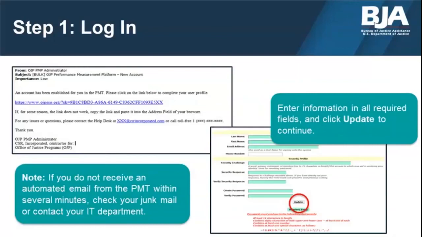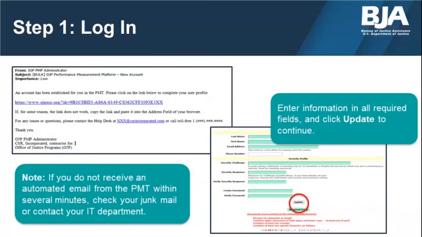Here's an example of the email that new users will receive when their account is created. To set up a new user account, click on the link in the email. The password you create is based on OJP security requirements and is similar to the policy used by other DOJ sites, such as GPRS and GMS. Passwords must be at least 12 characters and contain at least one uppercase letter, one lowercase letter, one number, and one special character. If you request to have your password reset, you'll not be able to use the same password that you used within the last 24 password change requests.